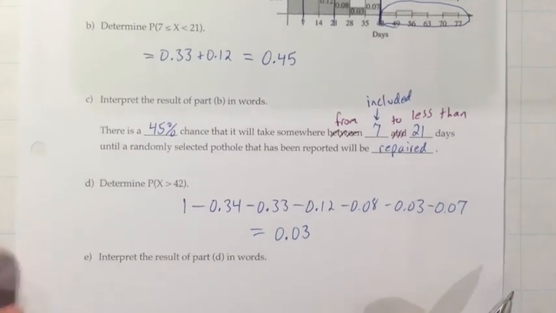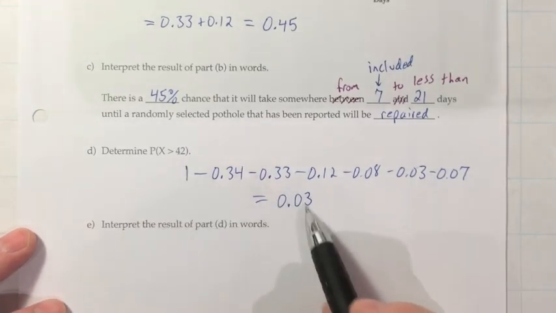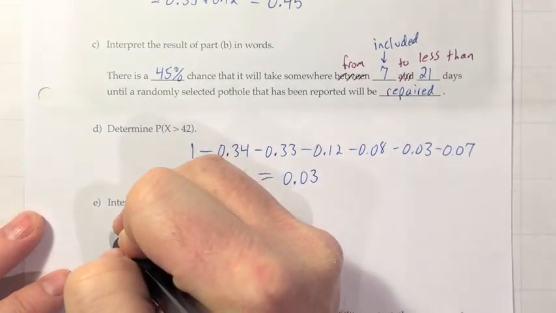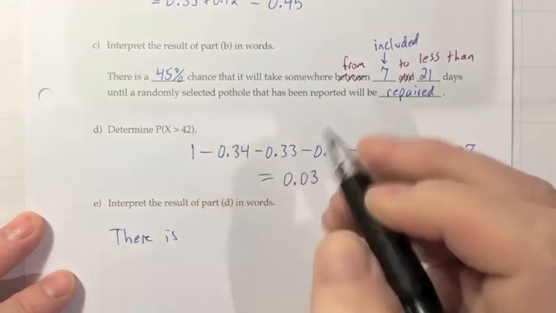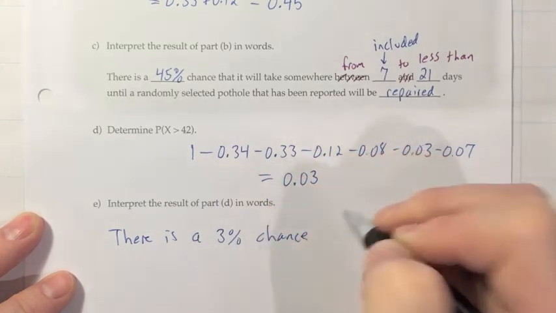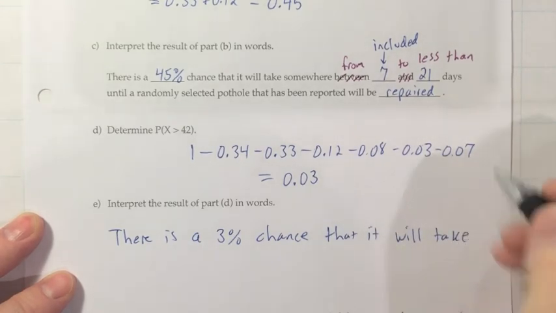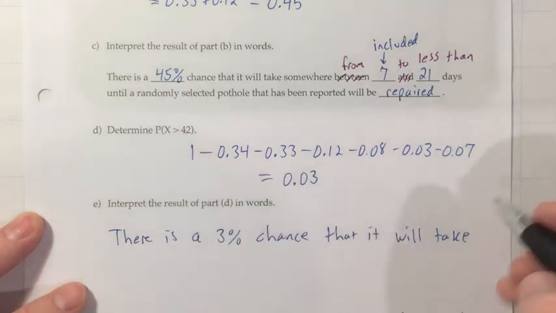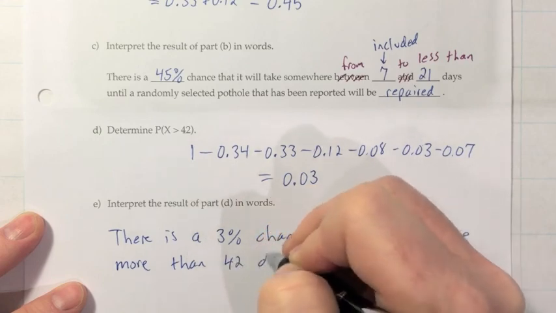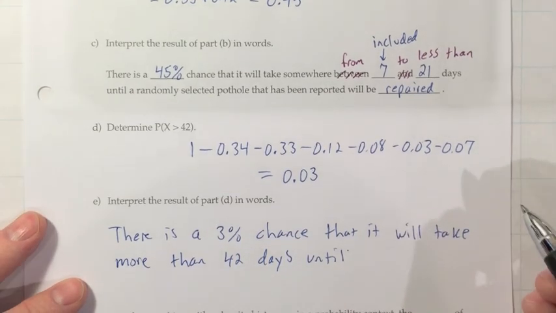And interpret that result in words. So we're talking about the probability of the time it takes to fix a pothole, and we're saying it's about a 3% chance. So kind of going off the model from right there. There is a 3% chance that it will take, let's see, this is the time it takes, more than 42 days. So it will take more than 42 days until a randomly selected pothole that has been reported will be repaired.